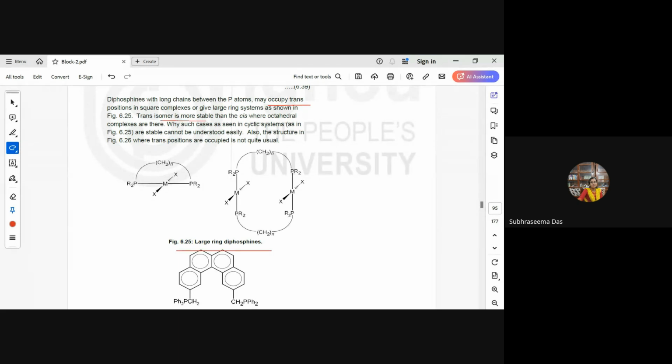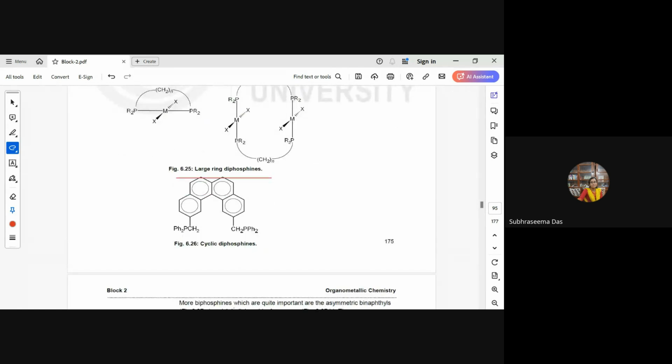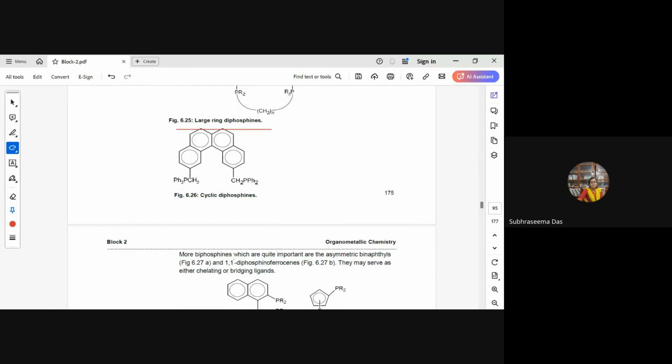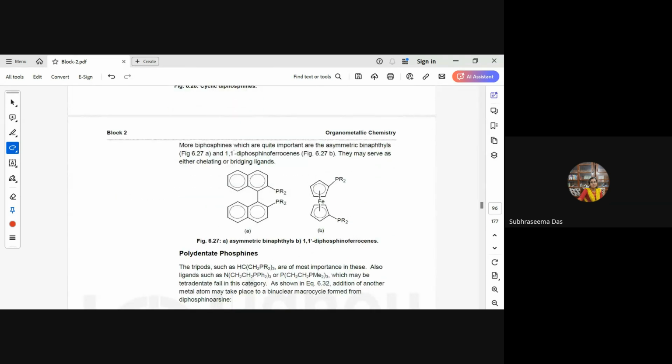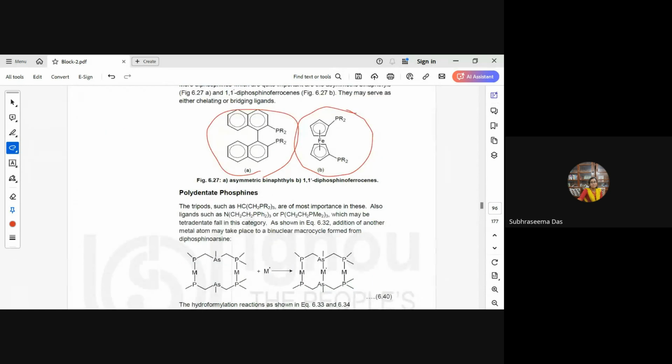Here the trans isomer is more stable than the cis isomer, where octahedral complexes are present. In such cases, cyclic diphosphines are also possible. More biphosphines which are quite important are the asymmetric binaphthides. Here it is shown in figure 6.27a, and in figure 6.27b, it is 1,1'-diphosphonoferrocene. These mostly serve as chelating or bridging ligands.